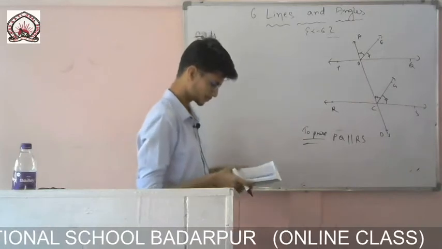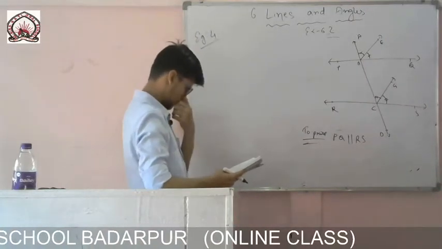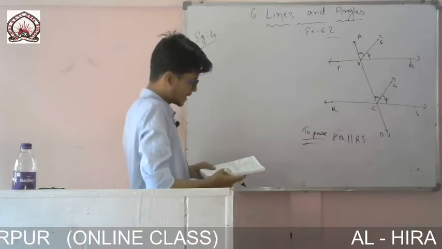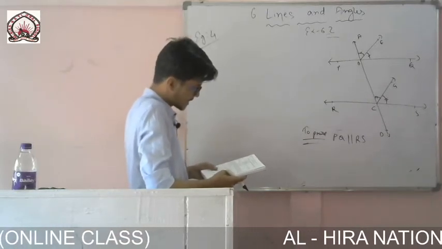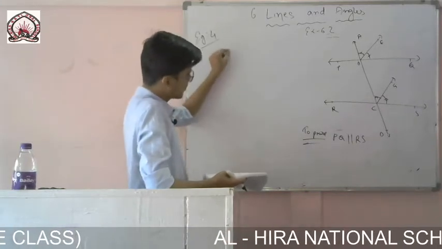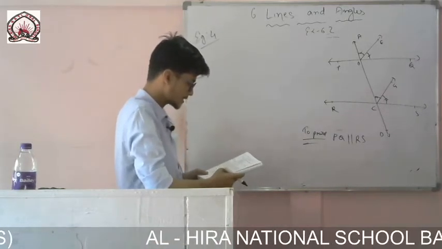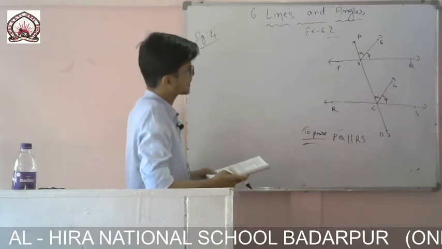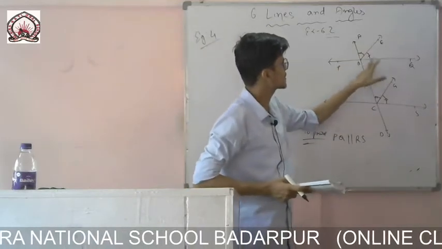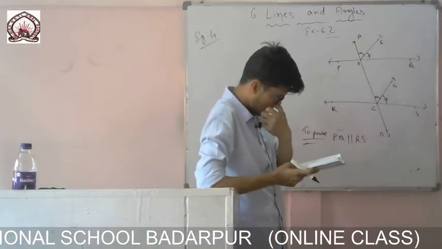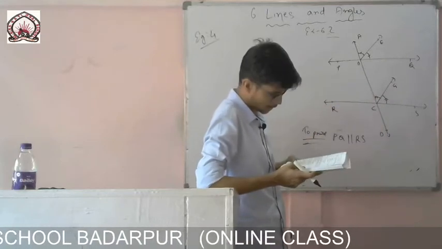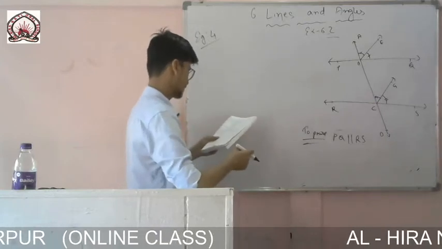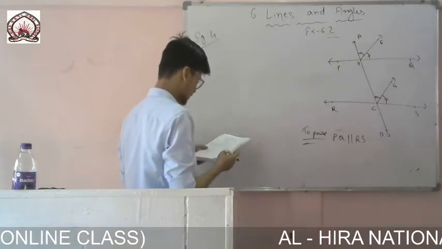Now you see what is given here. A transversal AD. From there you write: given a transversal AD intersects two lines PQ and RS at points B and C respectively. Ray BE is a bisector of angle ABQ, and CG is a bisector of angle BCS. Now you see it is given. So you write like this: you have to prove PQ is parallel to RS.